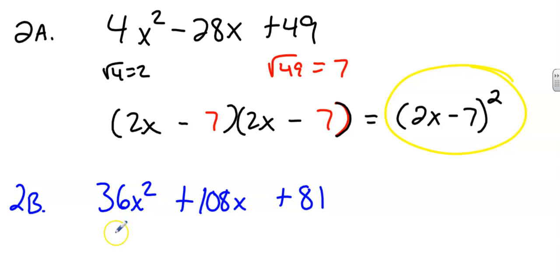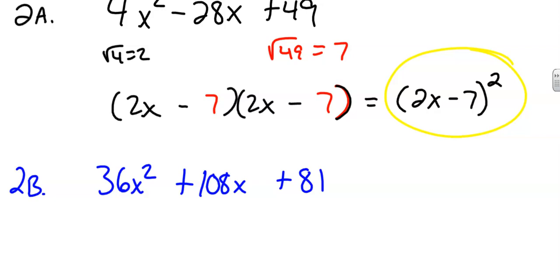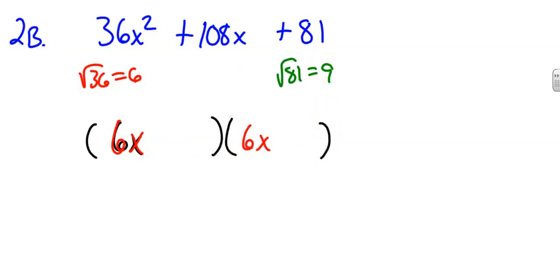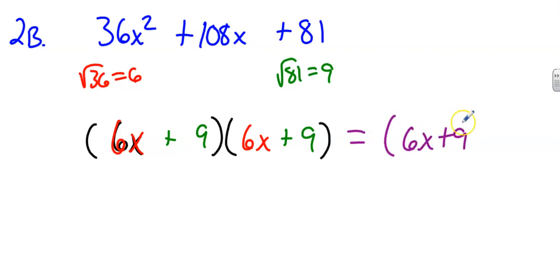Okay, and again, you don't want to do 36 times 81 because those are too big of numbers. But again, it should be that this is a perfect square. So if you square root 36, that would be 6. If you square root 81, that would be 9. So this would be 6x times 6x. And then with 9, put the 9 here and here. And again, whatever the middle sign is, it has to be the same. So when you pull it all together, we'll do 6x plus 9 squared.